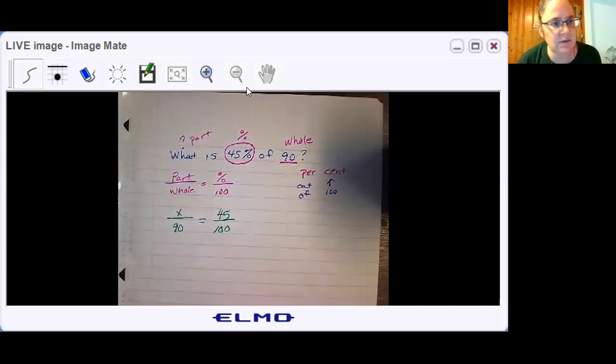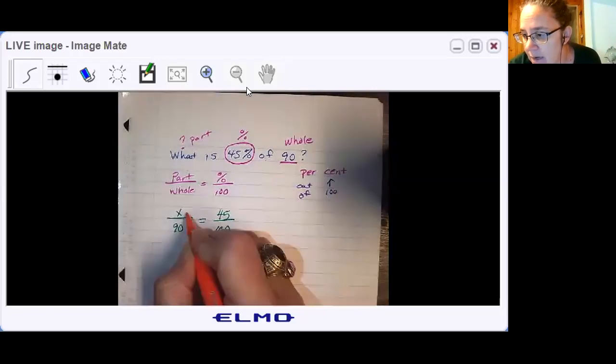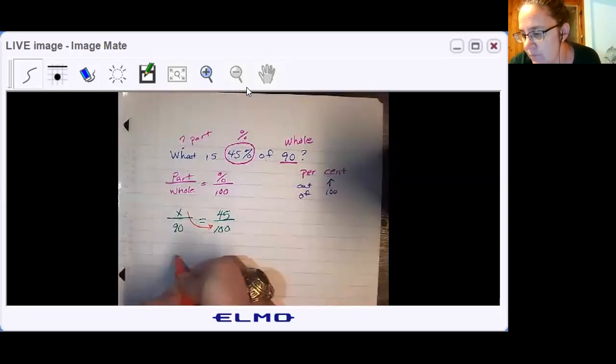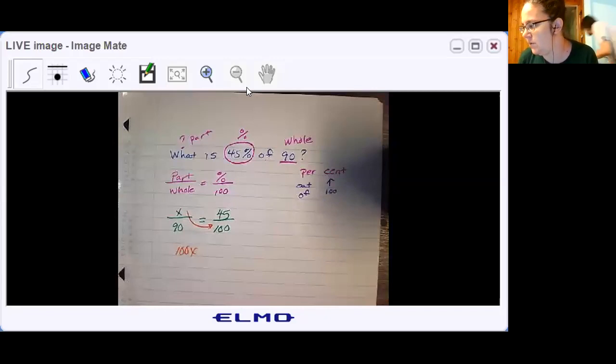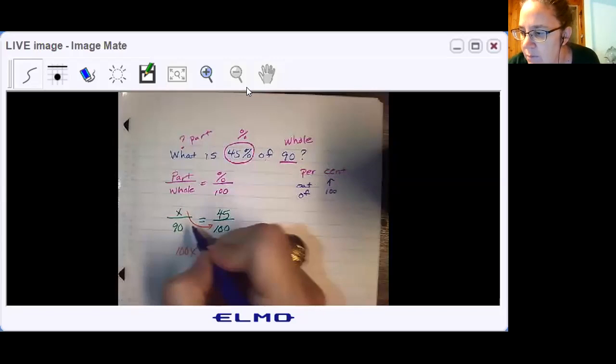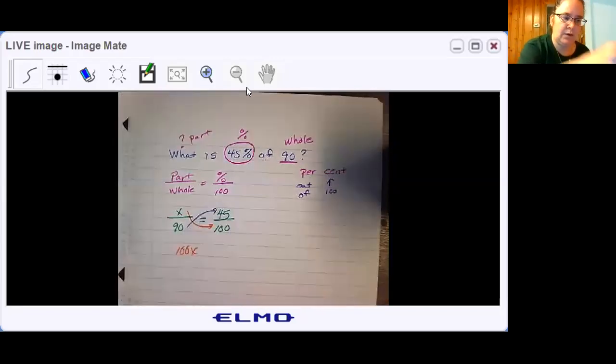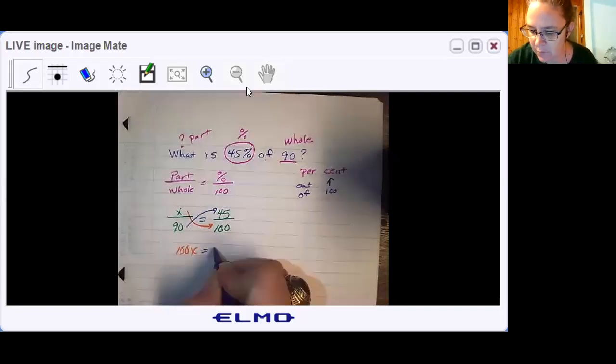Now, this looks like what we just did in our proportions video. I have one fraction equal to another, so what do I do with it? I cross multiply. I do x times 100, and I do 90 times 45. Pull out my calculator here. Okay, 90 times 45. That's 4,050.